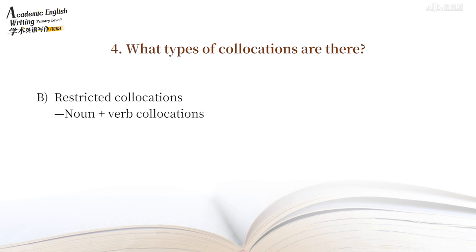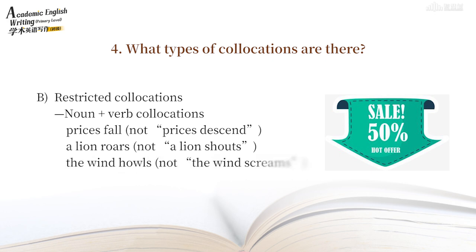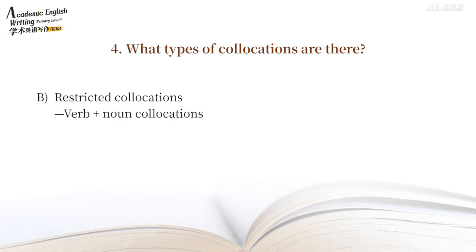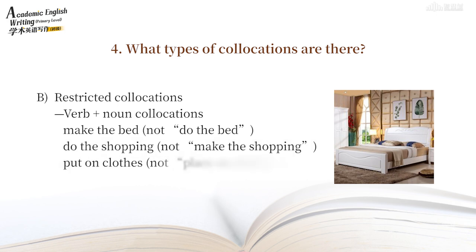3. Noun-verb collocations. We generally say prices fall, not prices descend. A lion roars, not a lion shouts. The wind howls, not the wind screams. 4. Verb-noun collocations. We say make the bed, not do the bed. Do the shopping, not make the shopping. Put on clothes, not place on clothes.